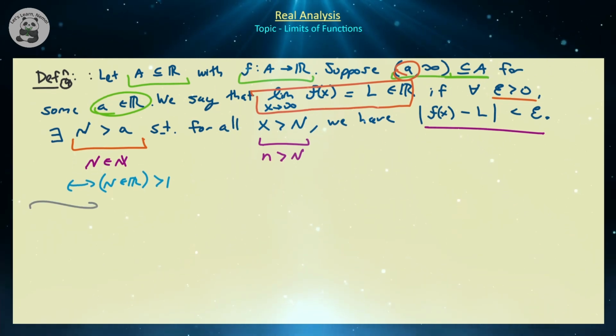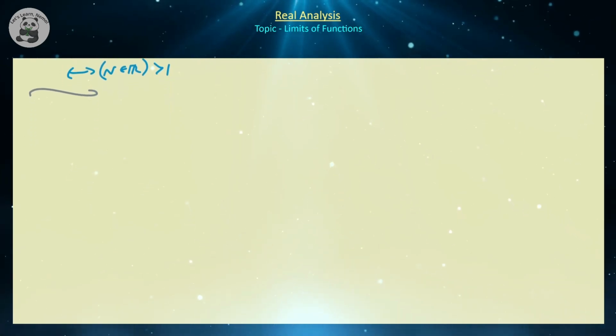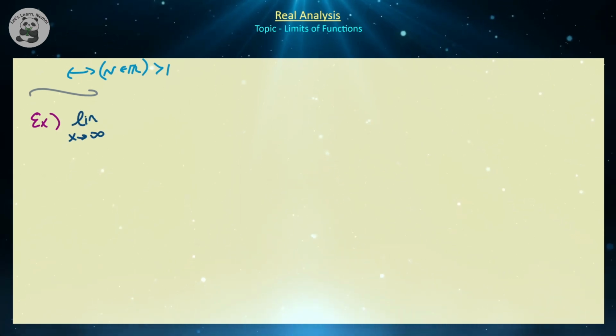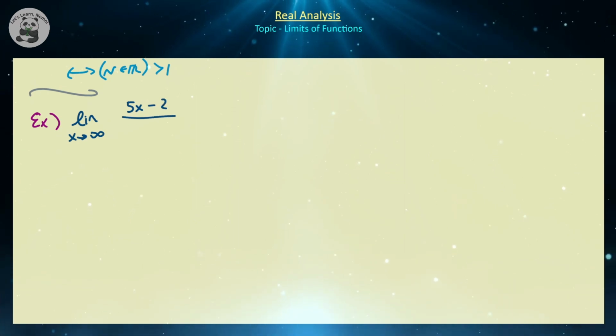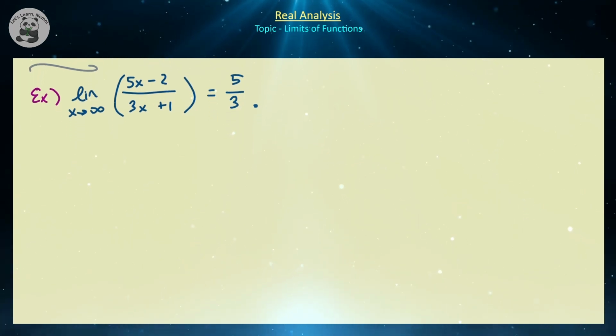All right, so let's see if we can prove a limit as x goes to infinity using the formal definition. So example, let's look at the limit as x goes to infinity of 5x minus 2 all over 3x plus 1. And you might want to guess what this thing is, but one should be able to show that it's equal to 5 thirds. So if you want to try this on your own to see if you can prove it formally, feel free to do so. All right, so let's see what the proof of this would look like.